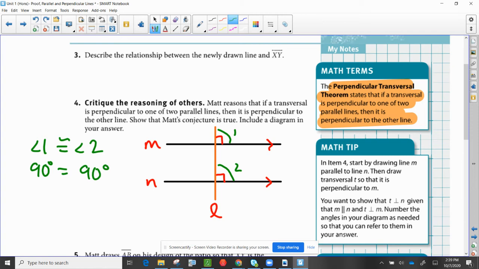Okay, so things we can say here, if M is perpendicular to L, then N has to be perpendicular to L. It's kind of like using the transitive property a little bit here too.